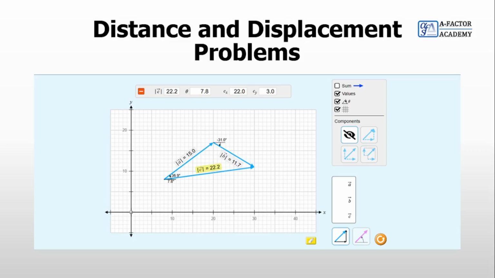We'll be looking at solutions to different problems on distance and displacement. Okay, so what is distance? Distance is the total length of the journey, and it is a scalar quantity, while displacement is the shortest distance between 2 points.